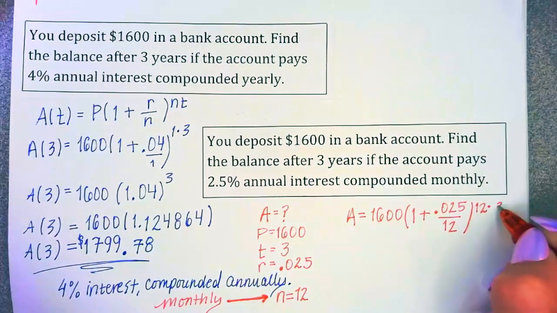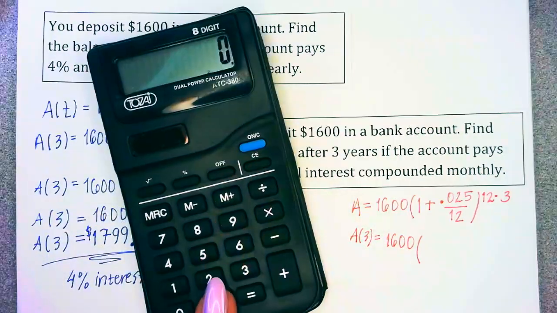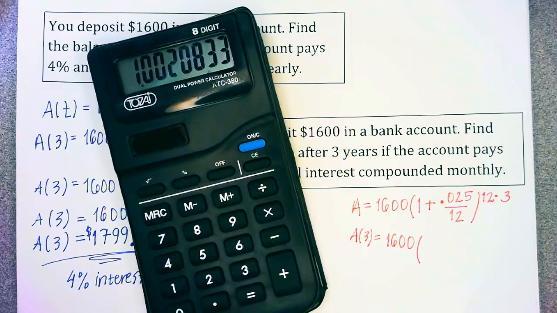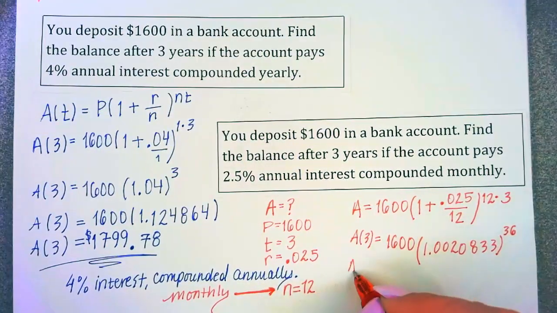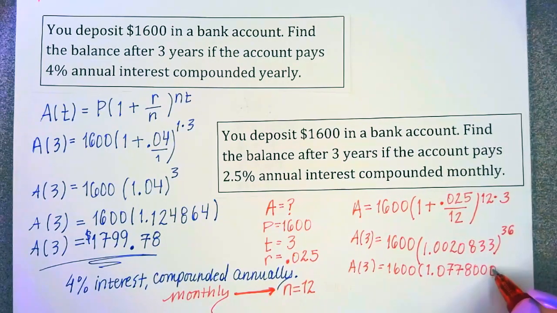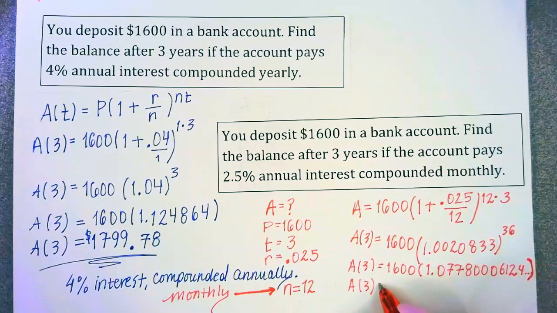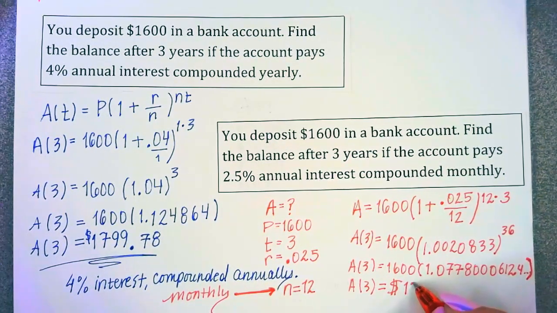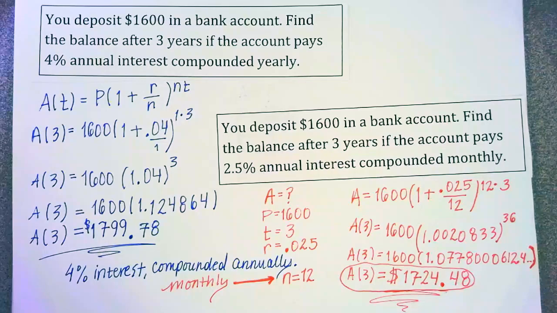Using the same equation and filling in right away, we'll get A equals 1,600 times the quantity of 0.025 divided by 12 plus 1. We'll get 1.0020833 and so on to the 36th power. I'm just using a separate calculator on the computer. That is 1.07780006124 and so on, times 1,600 equals the amount of money in the account after 3 years, which is $1,724.48. So that's the amount of money we'll have if we have 2.5% annual interest if it were to be compounded monthly.